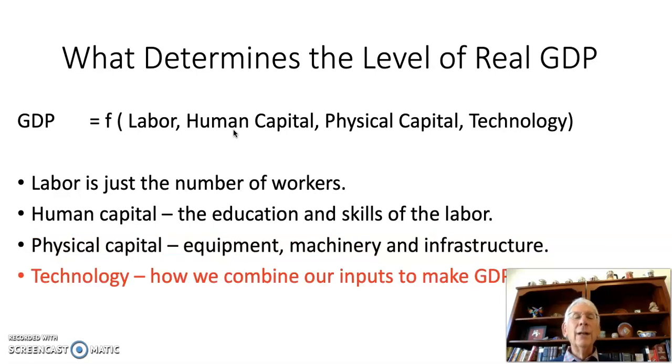And finally, technology. How do we combine our inputs to make GDP? Sometimes you can think of things that are very high tech, the latest machines that can do things. Sometimes it's even very low tech, just figuring out a better way to grow your crops, when to plant them, or how to plow to get your crops to grow more. But anything that says, how do we combine our workers, their training, and their physical capital, the way we combine them to produce more, that's what we call technology.